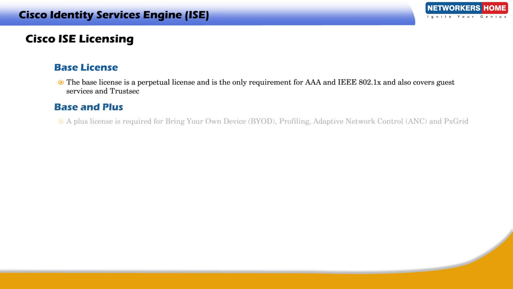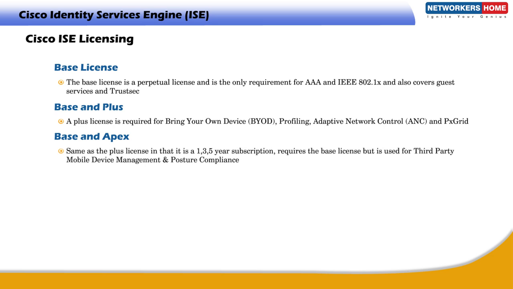Base and plus. A plus license is required for bring your own device BYOD, profiling, adaptive network control and pxGrid. A base license is required to install the plus license, and the plus license is a subscription for 1, 3 or 5 years. Base and Apex. The Apex license is the same as the plus license in that it is a 1, 3 or 5 year subscription, requires the base license but is used for third-party mobile device management and posture compliance.